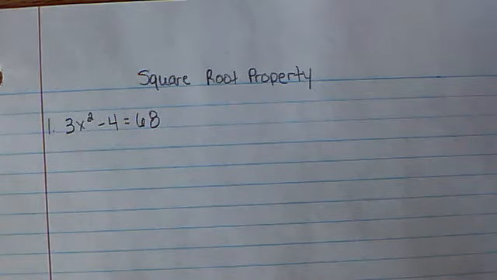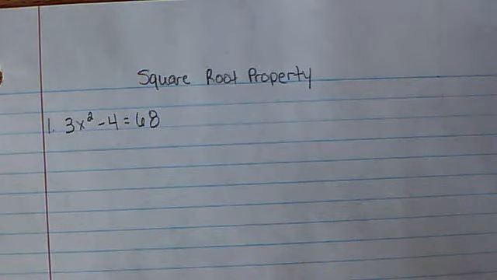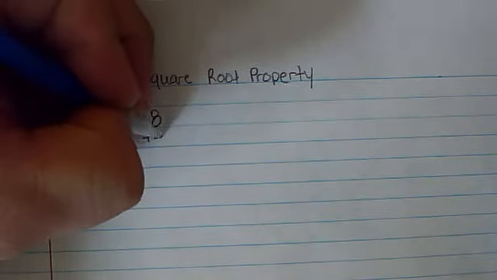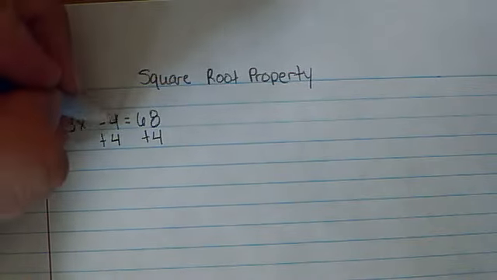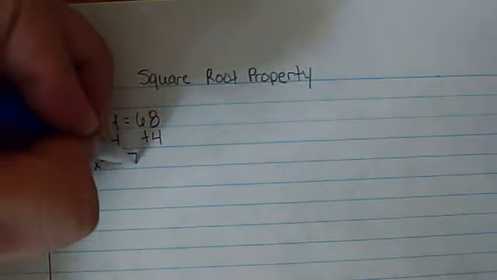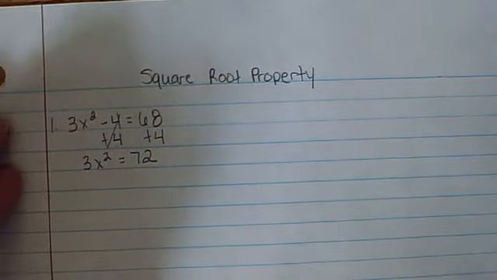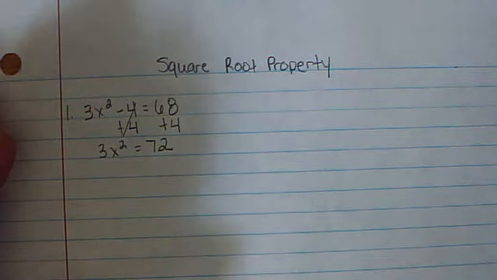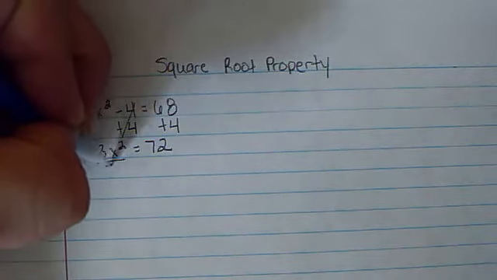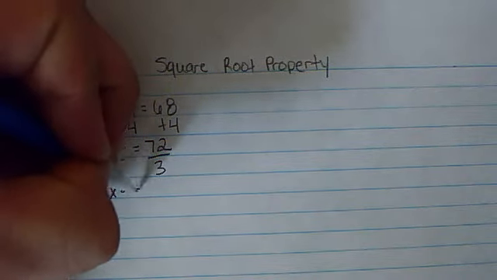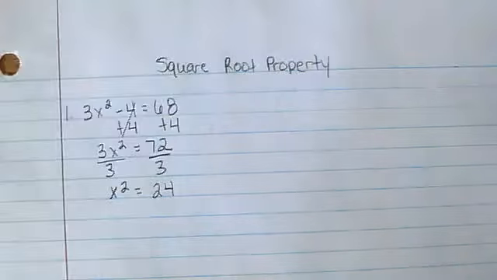So in order to solve for x, I need to do everything I can to isolate x, to get x to be the only thing on one side of my equation. So the first step I'm going to take here is to add 4 to both sides. That will cancel out this negative 4 and leave me with 3x squared is equal to 72. Now if this problem would have just been 3x equals 72, I would have divided by 3, so I'm just going to do the same concept of dividing by 3, which would leave me with x squared is equal to 24.